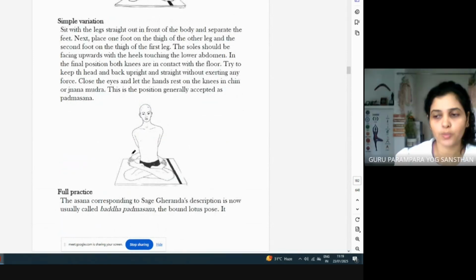Like this. This is Baddha Padmasana. In this posture, you have to do the Padmasana. What we normally do as Padmasana is mentioned as Mukta Padmasana. It should come further.